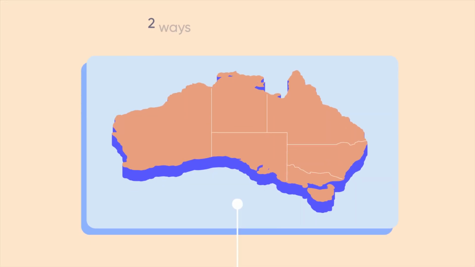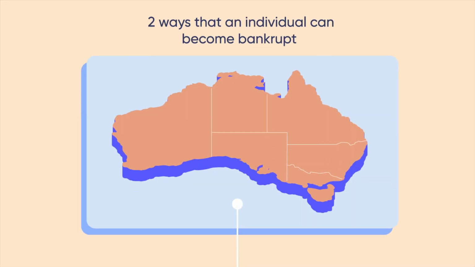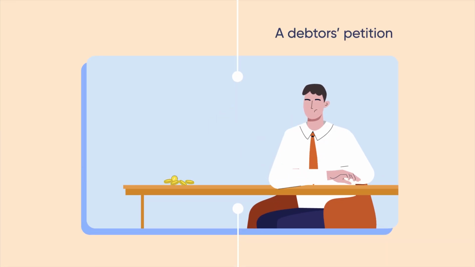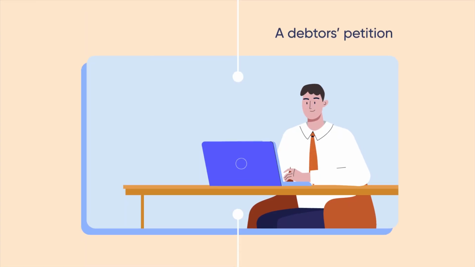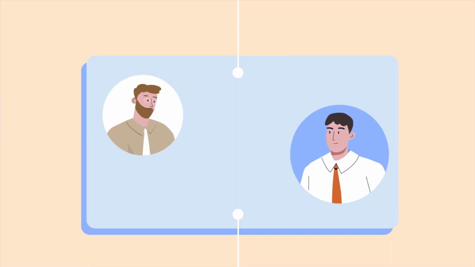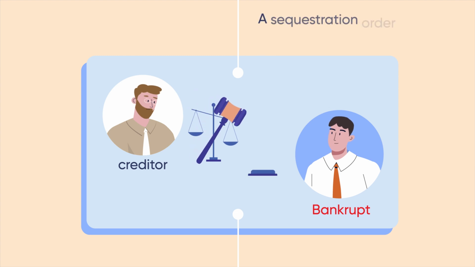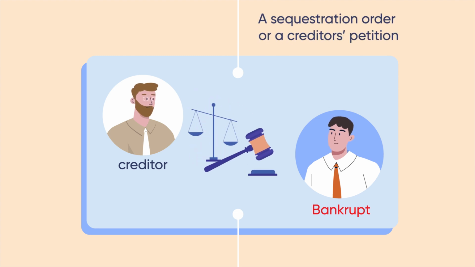How can an individual become bankrupt? There are two ways that an individual can become bankrupt in Australia. Firstly, an individual can voluntarily enter bankruptcy, which is known as a debtor's petition. To do this, the individual must complete and submit a bankruptcy form with the Australian Financial Security Authority. The second way is that a creditor can make an individual bankrupt through the court process. This is referred to as a sequestration order or a creditor's petition.